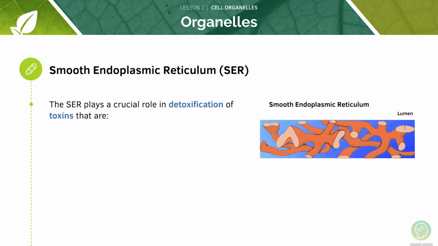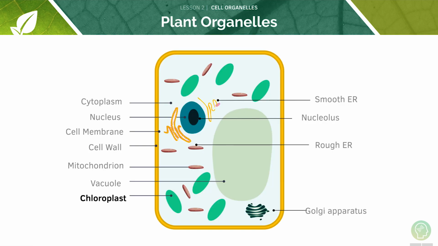The SER plays a crucial role in the detoxification of toxins that are either consumed by the cell, such as alcohol, or toxins produced as byproducts of metabolism. Now, we'll look at some plant-specific organelles.